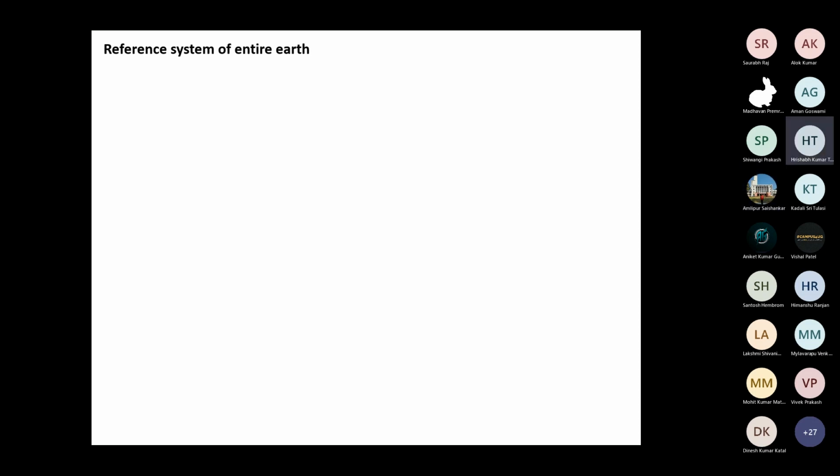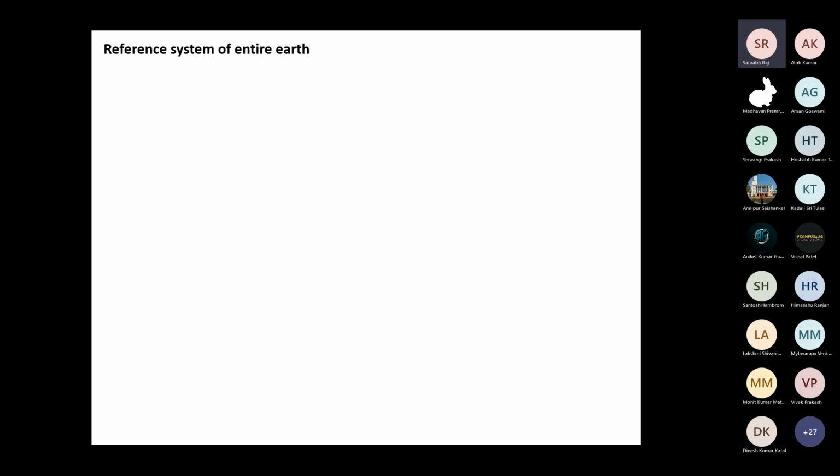Yes, sir. Latitude and longitude. No, that is the position. There is the position coordinate. I mean a reference system of the entire Earth. Like if you are making a graph, you are fixing something as 0, 0. That is our reference. So for the entire Earth, for the whole universe, how do you make this reference system? Is it possible? No, sir. No or yes?